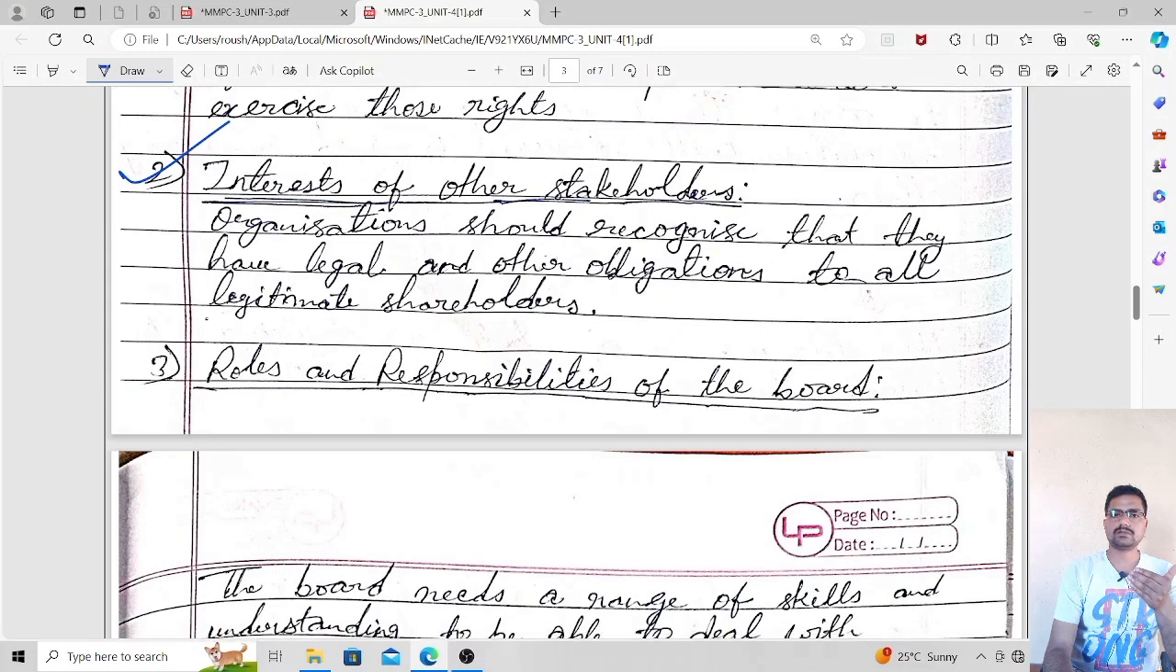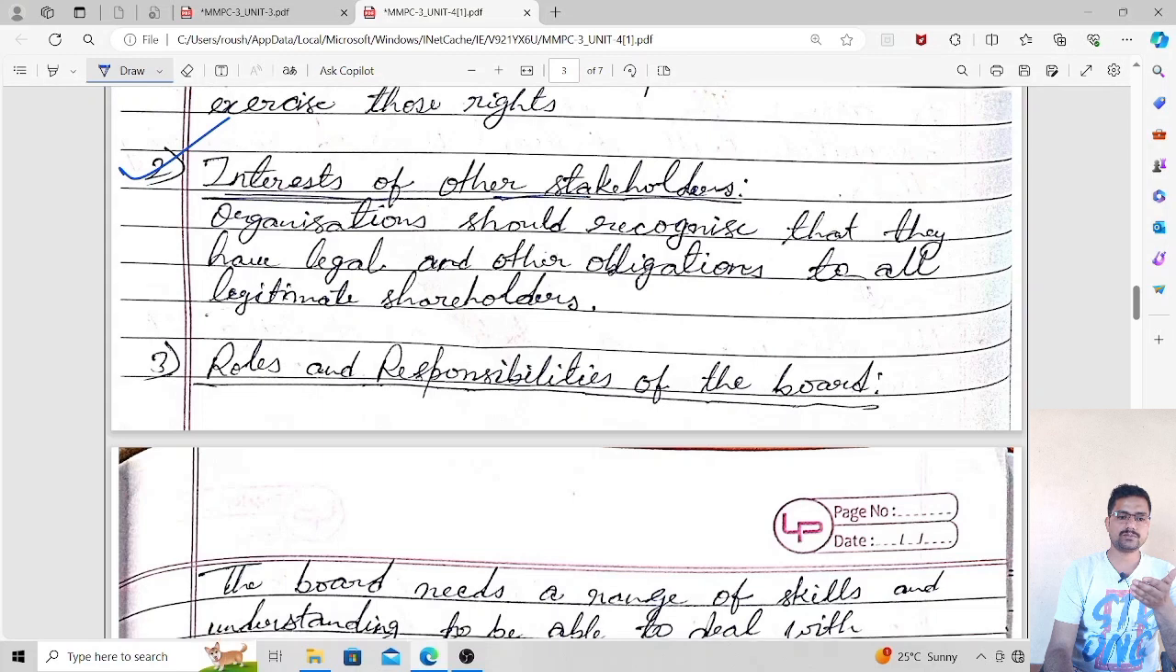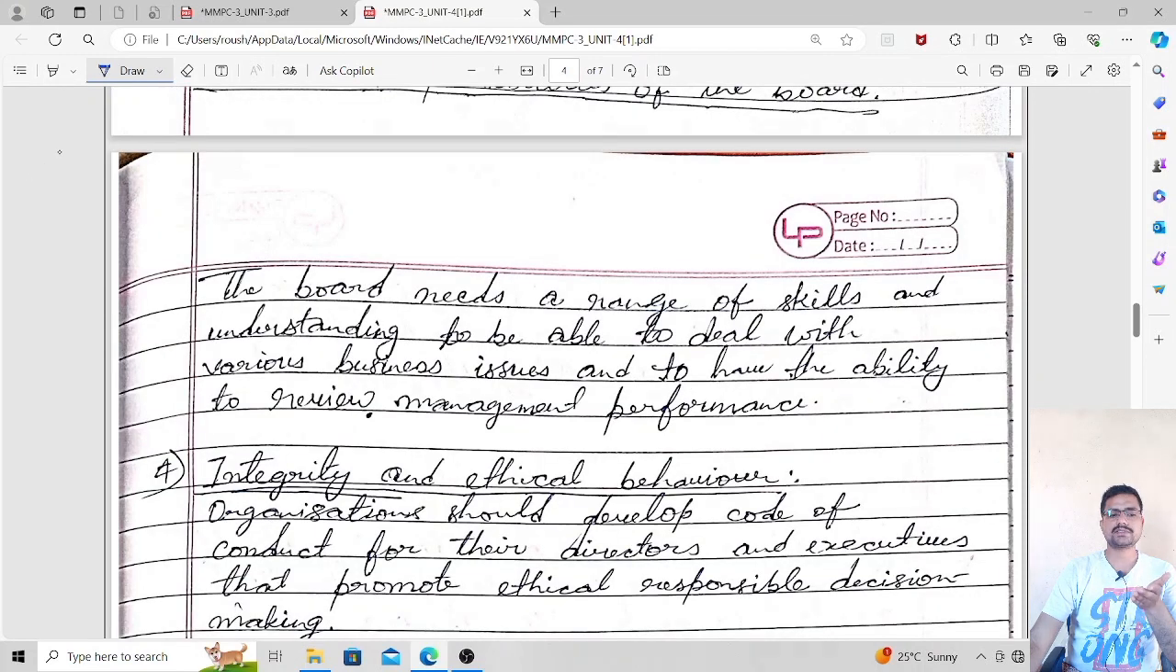Organizations should answer the problems or the questions of all its stakeholders. Roles and responsibilities of board. The board needs a range of skills and understanding to be able to deal with various business issues and to have the ability to review management performance. So the board means many different kinds of skills are required by the people in the board, so that they can understand various business issues and have the ability to review management performance.